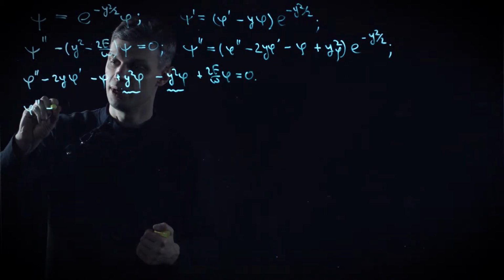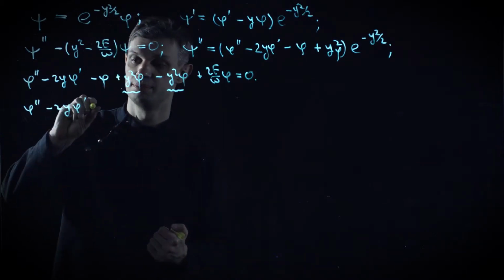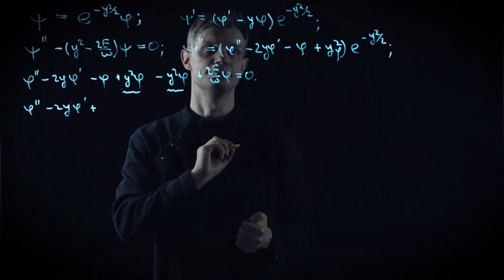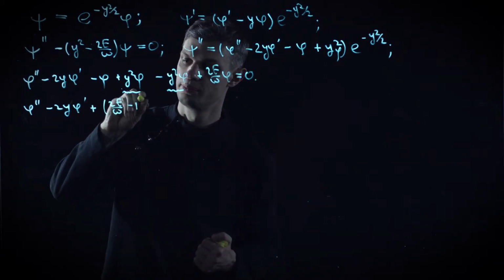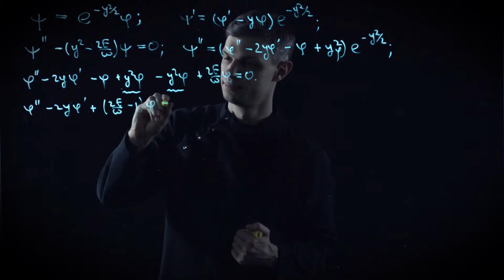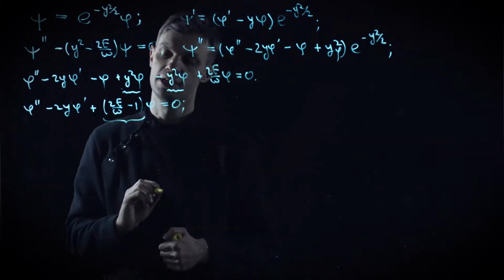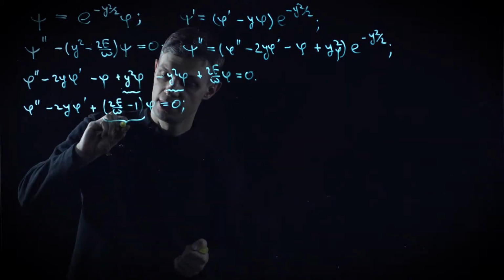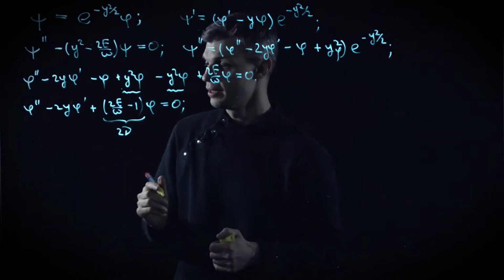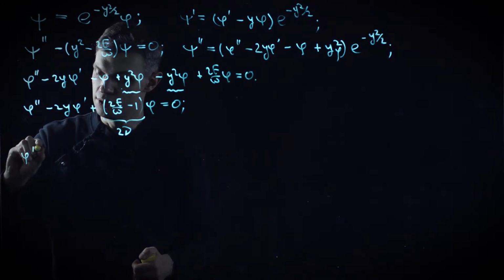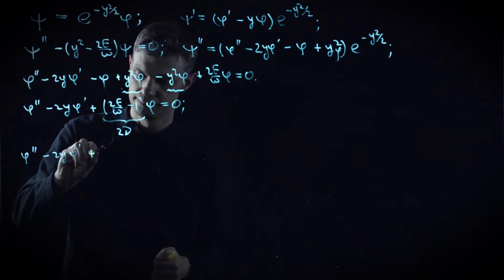Phi prime prime minus 2y phi prime and plus 2e over omega minus 1 phi. Now let's denote this term, which is proportional to our energy, by 2 nu. It's a standard notation. And then this equation is reduced to the so-called harmonic equation.